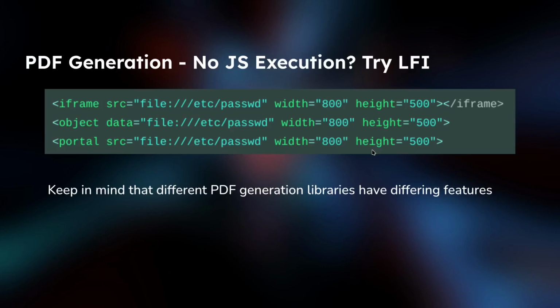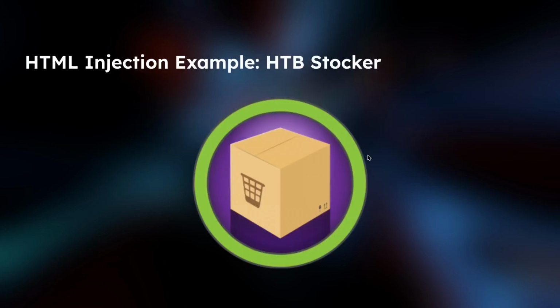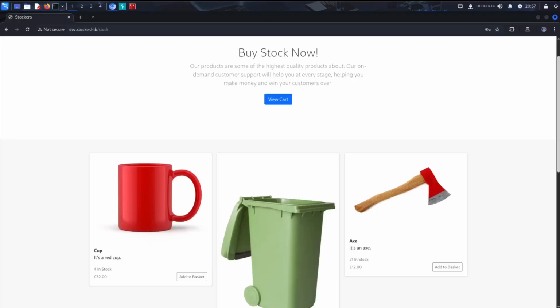It really depends. So what we're going to do to demonstrate this is just go through a little machine called Stalker on Hack The Box, an easy machine that came out, I want to say at least a year or so ago, maybe longer. But we're going to go through this and just talk about it while we go through it. And then we'll come back here and talk about prevention for PDF generation stuff.